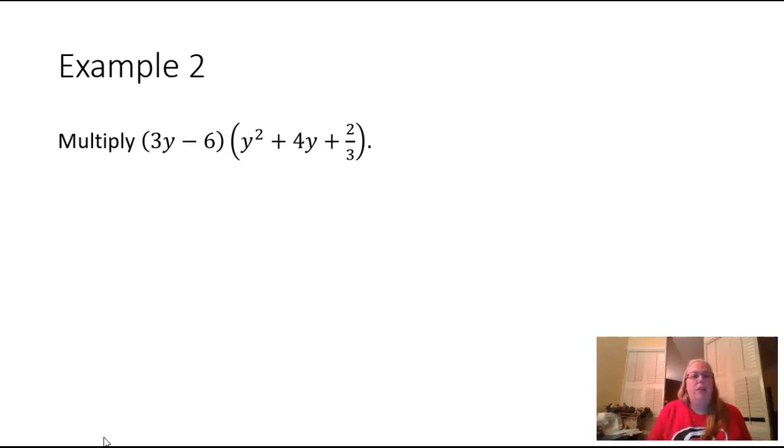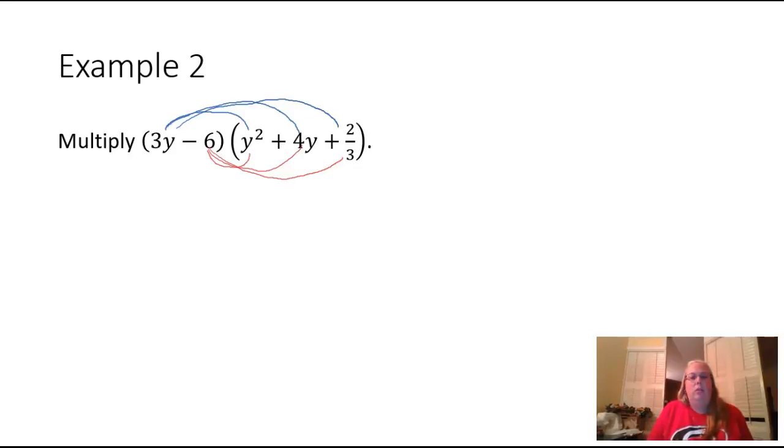The first time I'm going to use it, I'm going to take the 3y and distribute it to everything in the second parentheses like so. And then the second time I use it, I'm going to take the -6 and distribute it into the second parentheses like so. And then I'm going to combine my like terms. All right, so let's see what happens.